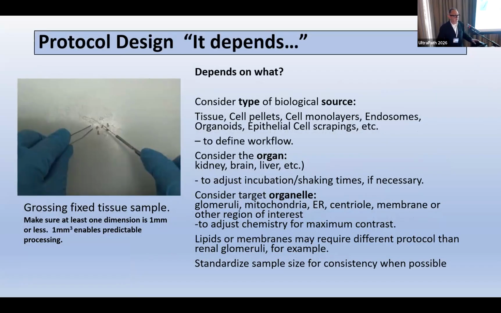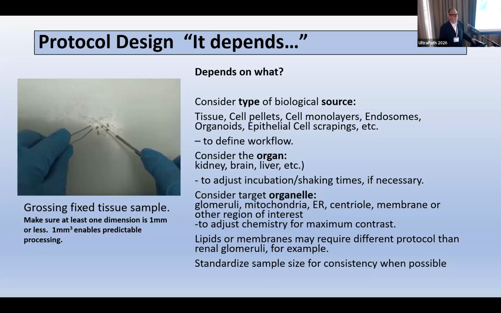Of course, if there's more fat, you're going to treat it differently. Cardiac muscle is going to be a lot different from if you're looking for lipid, something like that. And then shaking times or agitation, we'll touch on that a little bit later. Then consider the target organelle. Are you looking for glomeruli, mitochondria, ER? All of these things will matter when it comes to designing your preparation protocol.